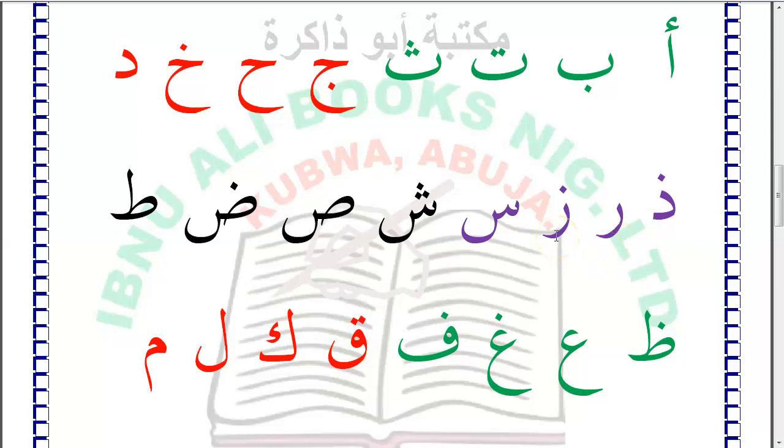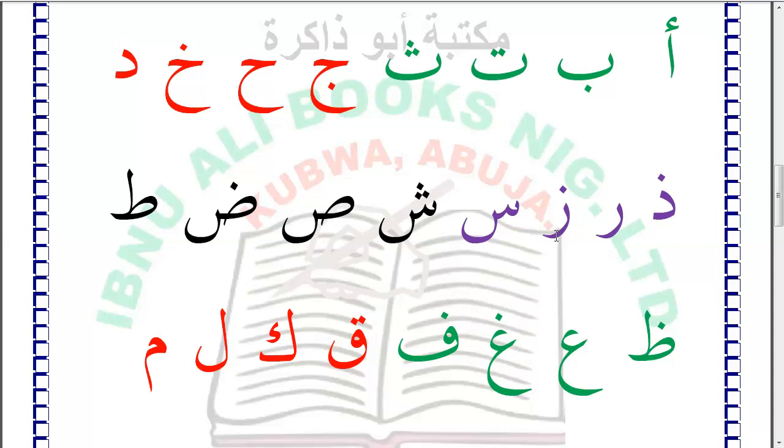To pronounce Zayun, you place the tip of your tongue on your upper palate. That flesh holding your front teeth is what I mean by upper palate. Then you put the tip of your tongue on the flesh holding your front teeth. Then you pronounce Zayun.